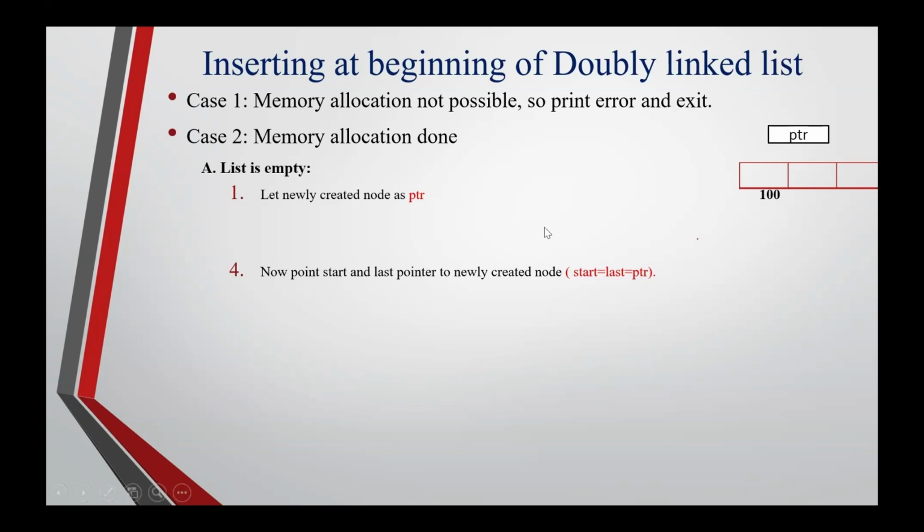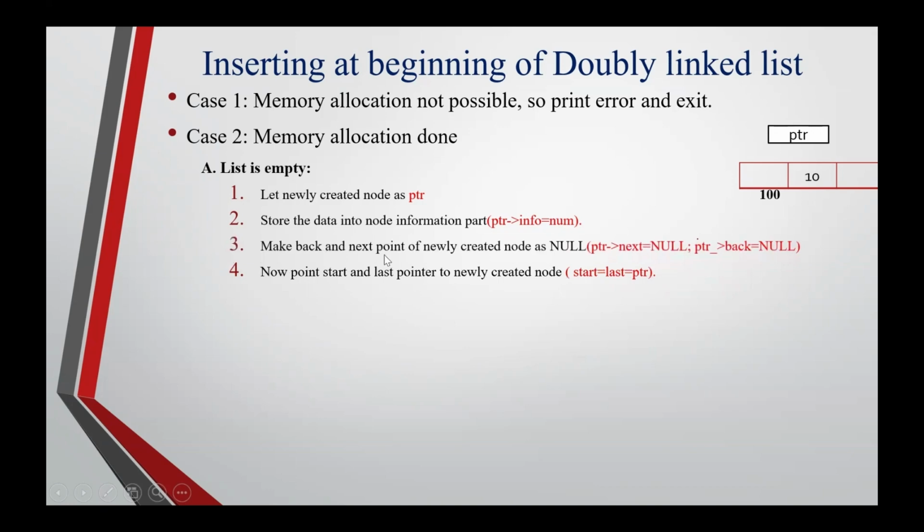Then first we make the PTR, then store the data into the information part. How is that possible? PTR info equal to num. So in the information part we store the value 10. After that, what do we have to do? Make the back and next pointers of the newly created node null.